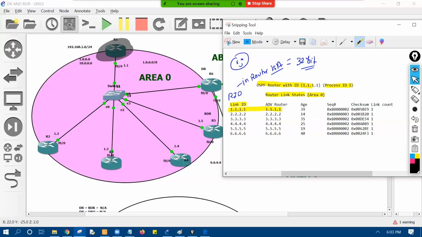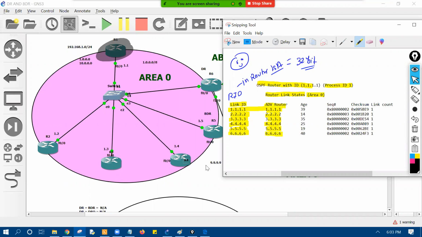So link ID means what? It is going to share the information of the router ID. Advertising router means what? Who is advertising this information? So this information is advertised by 1.1.1.1. This information is advertised by 2.2.2.2. This information is advertised by 3.3.3.3. This information is advertised by 4.4.4.4. This information is advertised by 5.5.5.5. This information is advertised by 6.6.6.6.